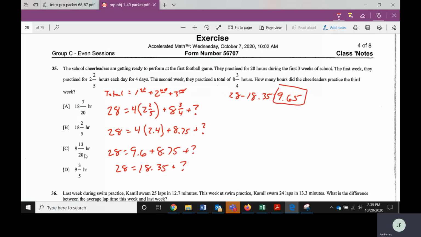So now let's look over here. There are 2 that have 9 as the whole number, so this is out, this is out. Okay, so now let's check these decimals. This one's going to be 9 point. We have to take 13 divided by 20 in our calculator. And that one does equal 0.65. There's our answer.